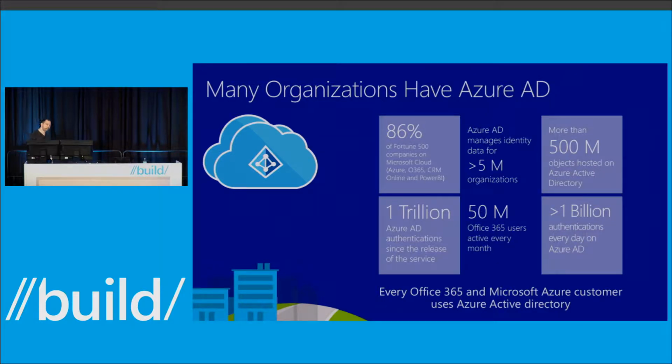You'll see stats here like 86% of Fortune 500 companies are using these Microsoft services that take advantage of Azure Active Directory. There are more than 5 million organizations that use Azure Active Directory to manage their identities in the cloud. They have more than 1 billion authentications a day. So it's a really active and vibrant ecosystem for doing sign-in as part of an organization. So if you have a productivity app and you want people to be able to get work done with your application, allowing them to sign in with Azure Active Directory is kind of a no-brainer.